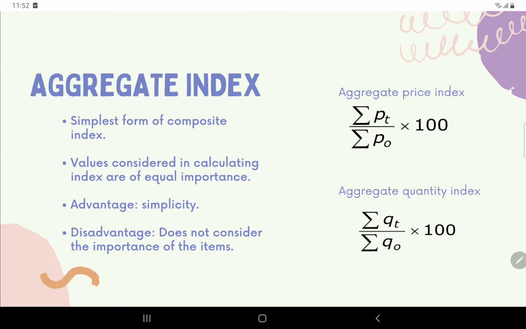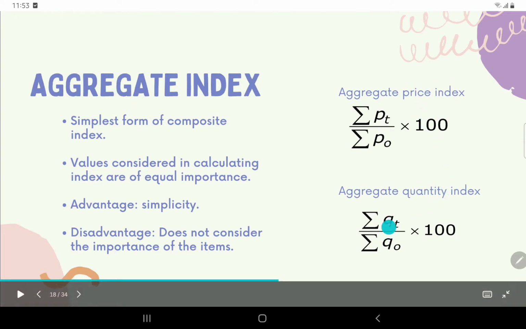Okay, and then next one is the aggregate index. Actually it is for unweighted aggregate index. So the formula is the total of price of the current year divided by total of the price of base year multiply with 100. And then for aggregate quantity index, kita ada dua kan, price index dan quantity index. Kalau untuk quantity index, total of quantity of the current year divided by total of quantity of base year multiply with 100.